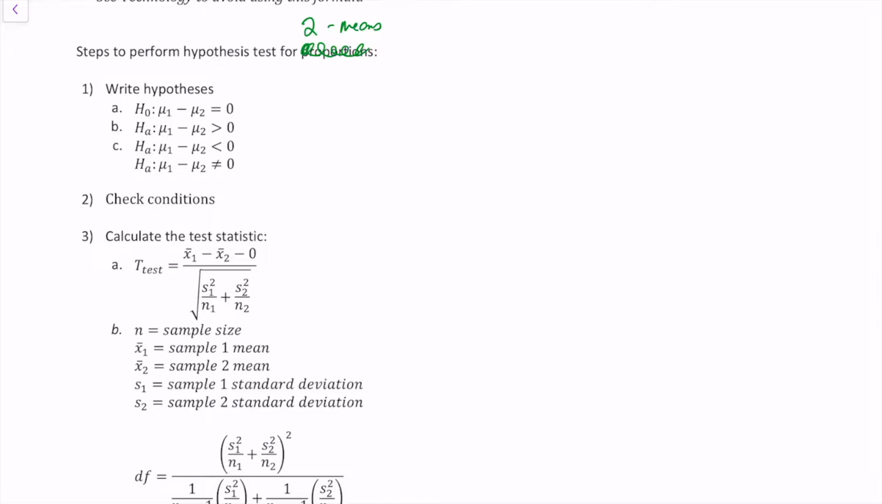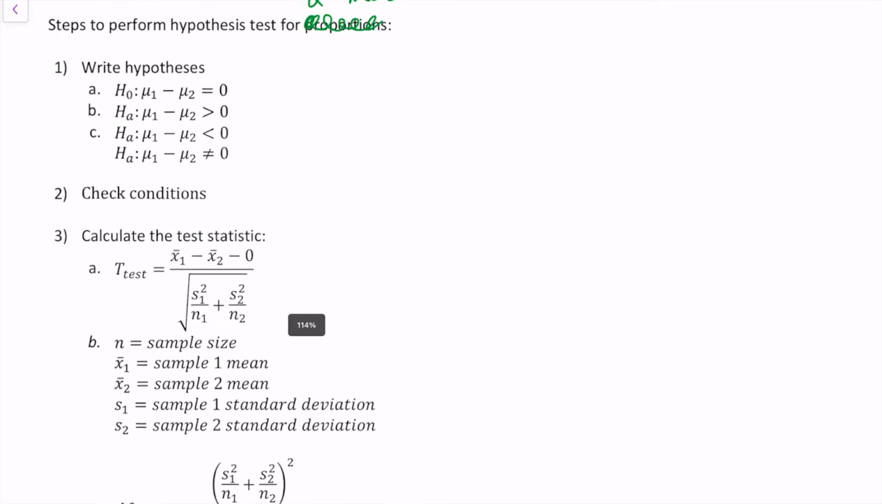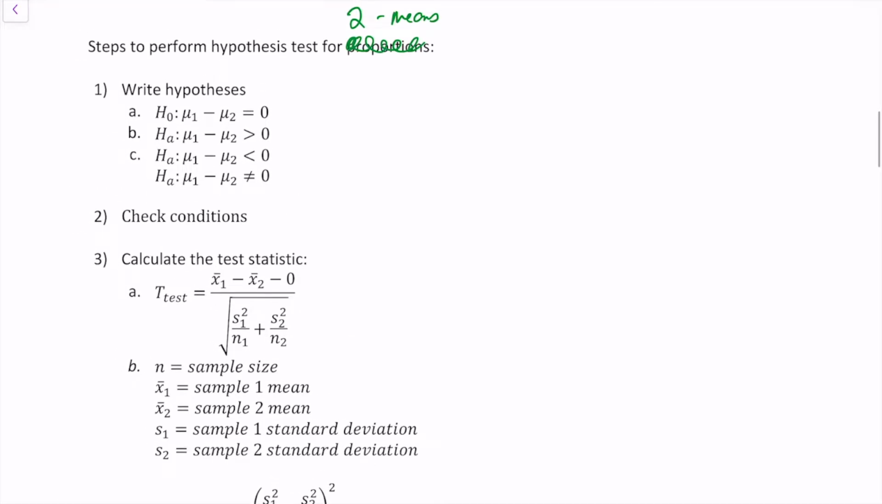Okay, well, what we're going to do is we're going to write our hypotheses. Since we're dealing with two different groups here, it's going to be mu1 minus mu2. And we have the usual suspects, right? Our null hypothesis will be the difference of mu1 and mu2 equals 0.